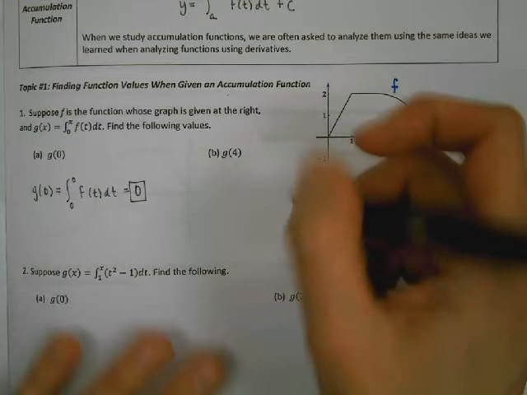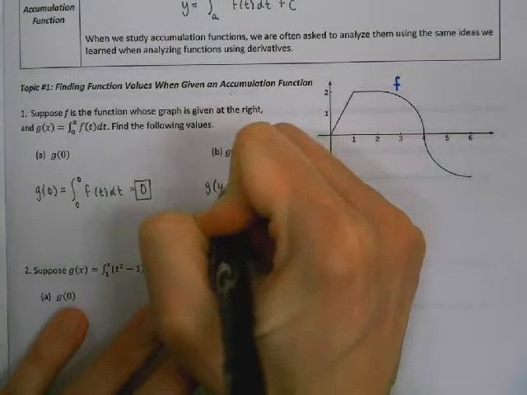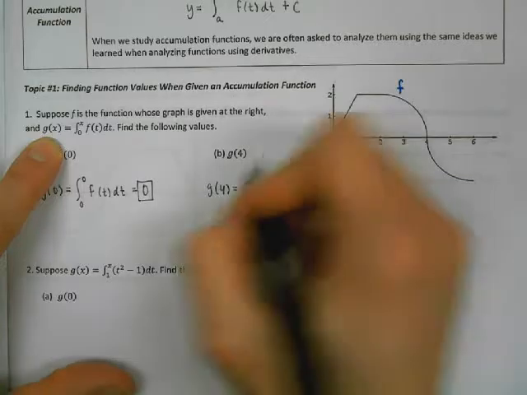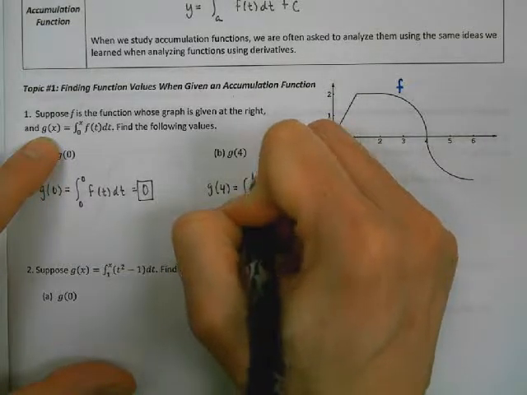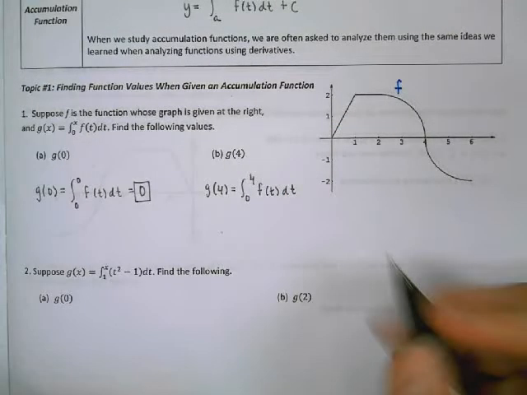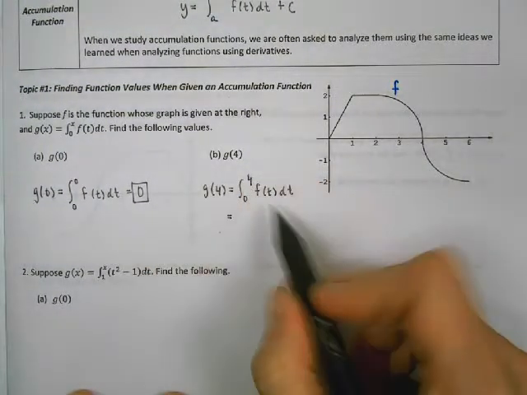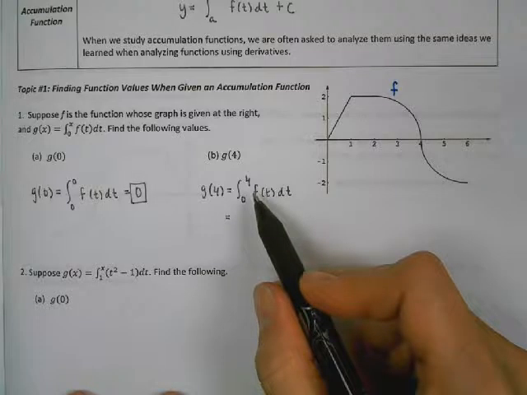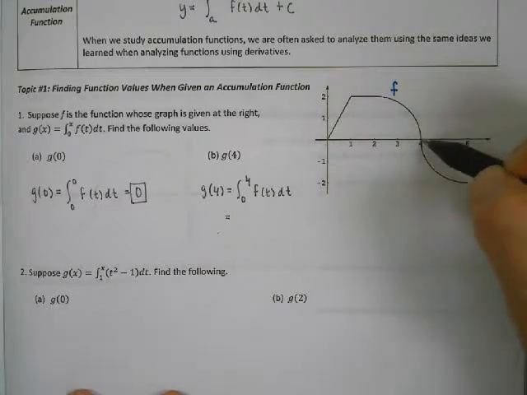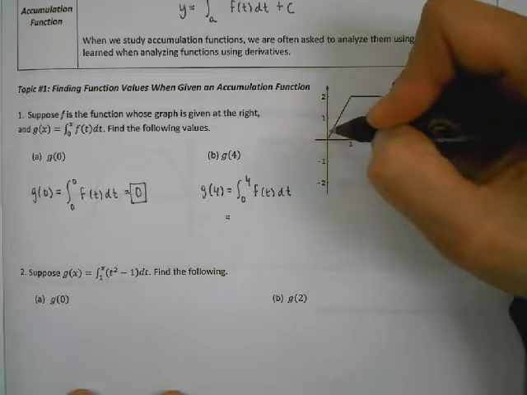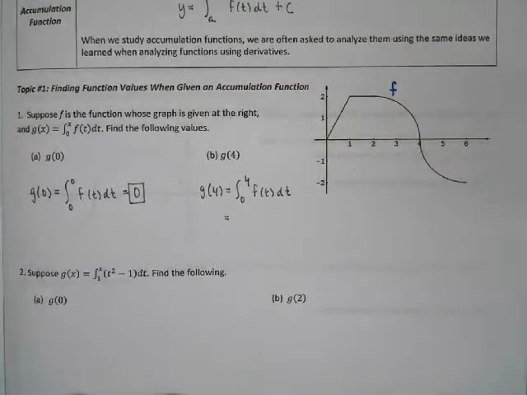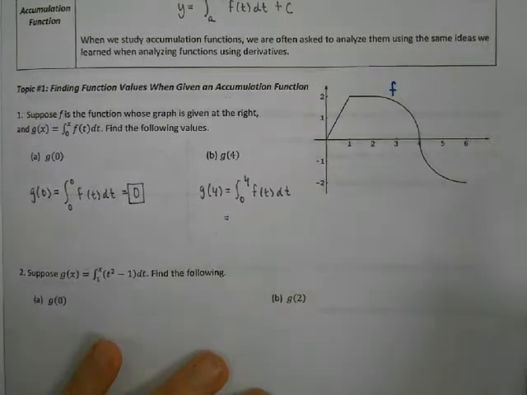Okay, so let's look at g of 4. Again, g of 4, I have to go back to g, is the integral from 0 to 4 of f of t dt. So now that's telling me, the integral from 0 to 4, we know that's just the area between the x-axis and our curve. So it's all of this area in here. So we have to use our geometry formulas.